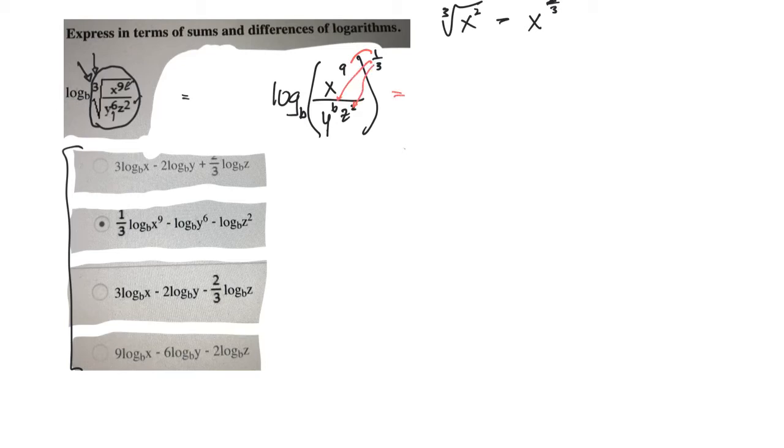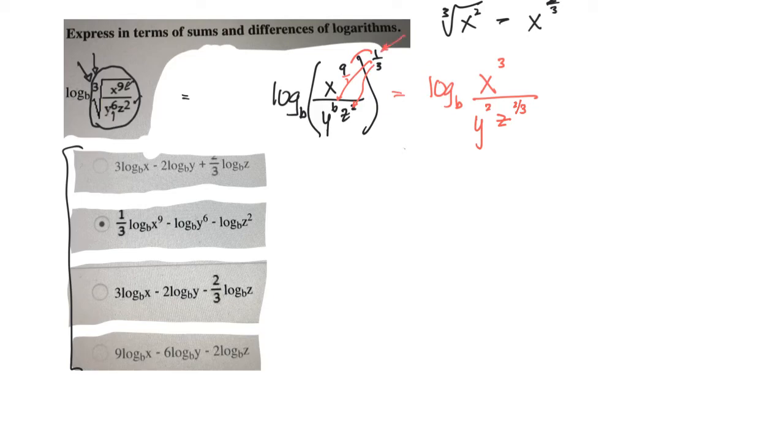So I'll have log base b of x to the, 9 times 1/3 would be 9 over 3, which is just 3, over y to the 6 times the third, I think is 2, so it would be y to the 2. And z, 2 times the third, I think is just 2/3. There. Okay, so I've got rid of that radical, and I've also gotten rid of this exponent outside.